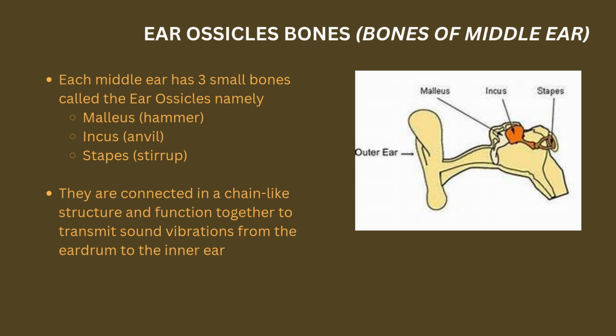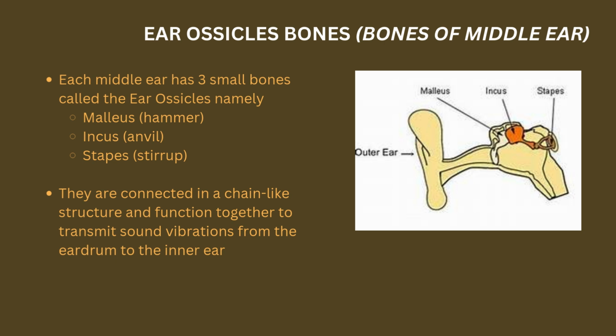The second is incus, which means anvil. It receives vibrations from the malleus and transmits them to the next ossicle, the stapes. Stapes means stirrup. The third and the smallest bone, it connects to the oval window of the inner ear.